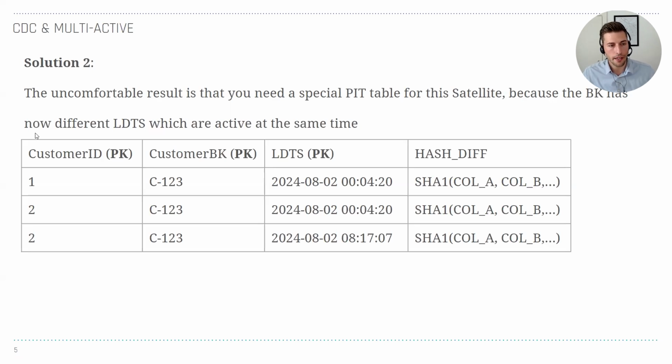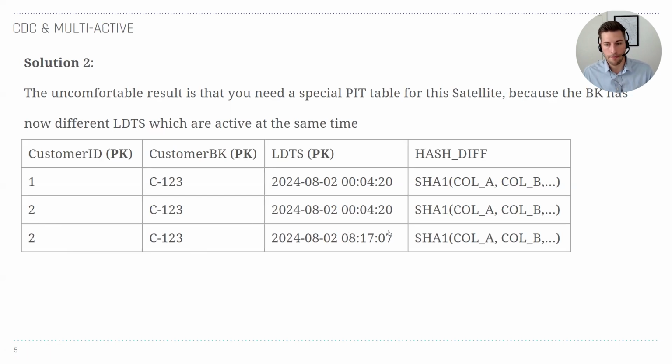So I added one example here where we get the change now on customer ID number 2, not the 1, right? So the 1 is still the same, but we only get a change on customer ID number 2. That means we also just insert one new row, right? We don't insert the full block of the customer. We just insert one multi-active attribute for the customer with new data. So when we look at the third row here, we insert customer ID number 2 again with the business key C123, but now with a load date timestamp which is a bit later, right?